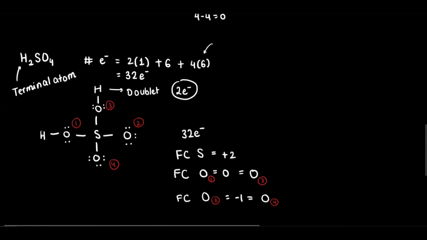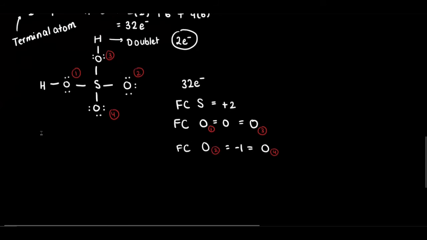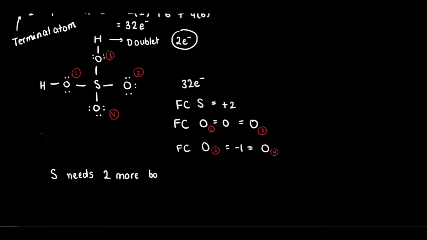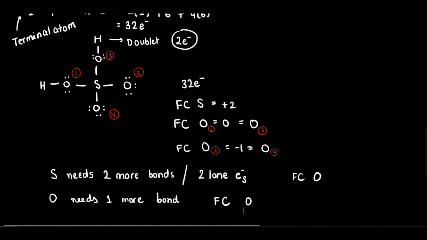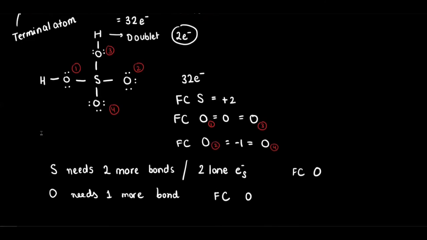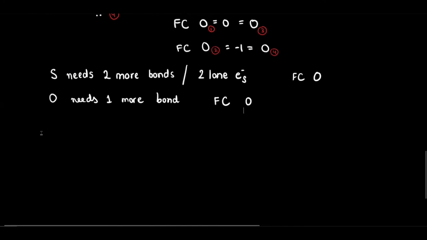Now, how can we get a structure with a lower formal charge? According to the formal charge formula, you would notice that sulfur needs 2 more bonds. Or you can say it needs 2 lone electrons to get a formal charge of 0. And oxygen needs 1 more bond to get a formal charge of 0. Now, because the necessity common to both of them is a bond, we will choose that option. Now, how can we do that? We can make 1 more bond between oxygen and sulfur. So let's draw this.